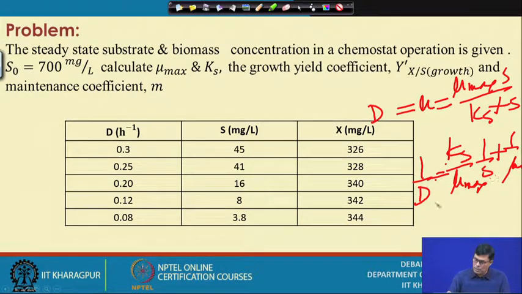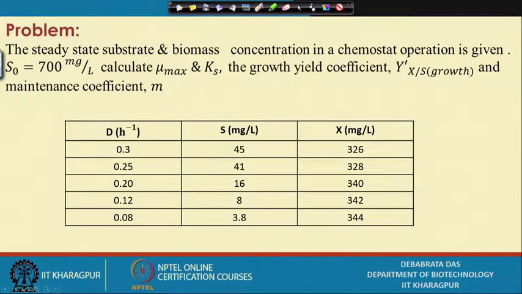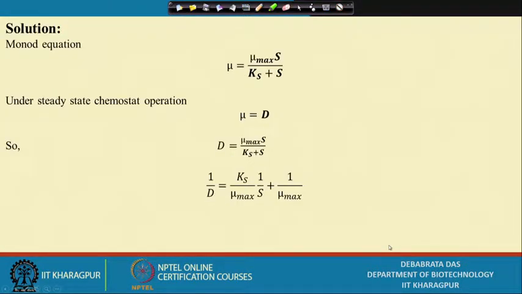Am I right? So now you can easily plot, in place of 1 by mu, 1 by D versus 1 by S. So you can have a straight line. From the slope we can find out Ks by mu max, and from the intercept we can find 1 by mu max. So this we can easily find out. Now this is exactly what is done here.